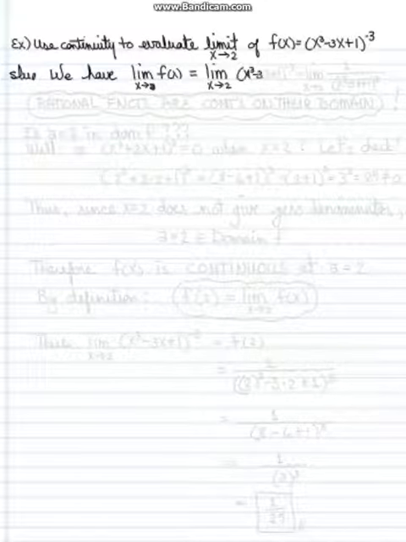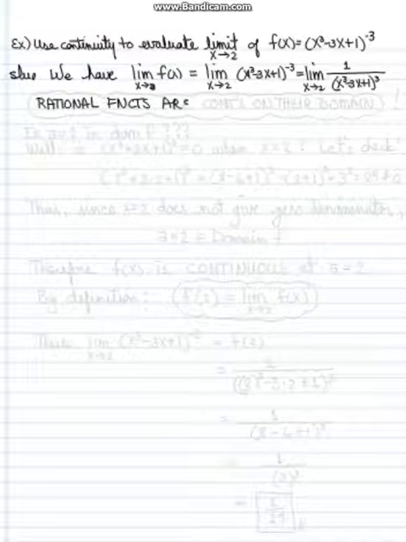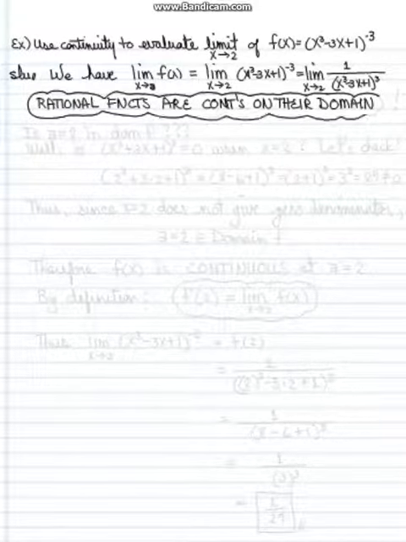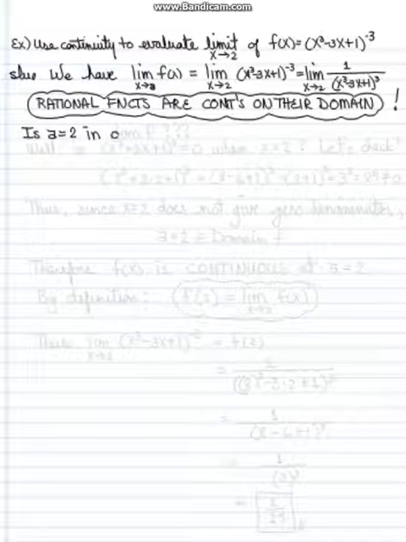But let's simplify that. It's the limit as x approaches 2 of 1 over x cubed minus 3x plus 1, entire quantity raised to the positive 3 power. Now we know something about rational functions. Rational functions are continuous on their domains. So we know this is a continuous function if we could be sure that a equals 2 is in the domain. Is a equal to 2 in the domain of this f?